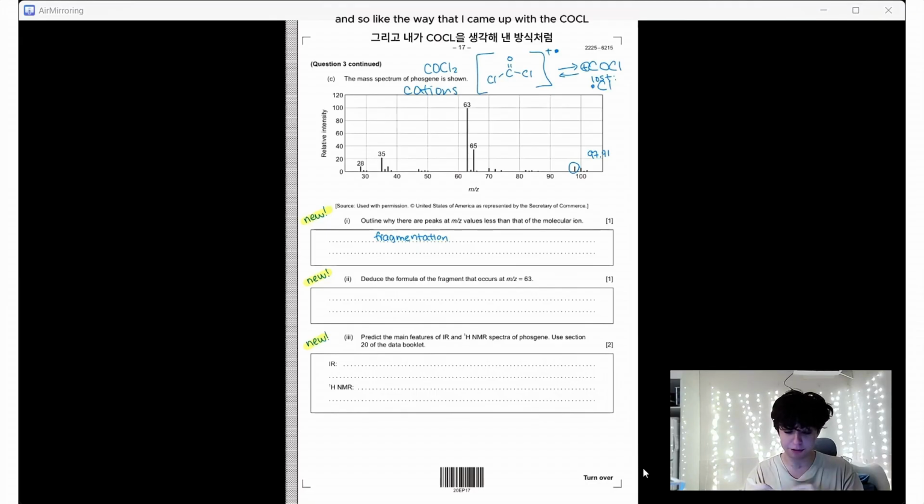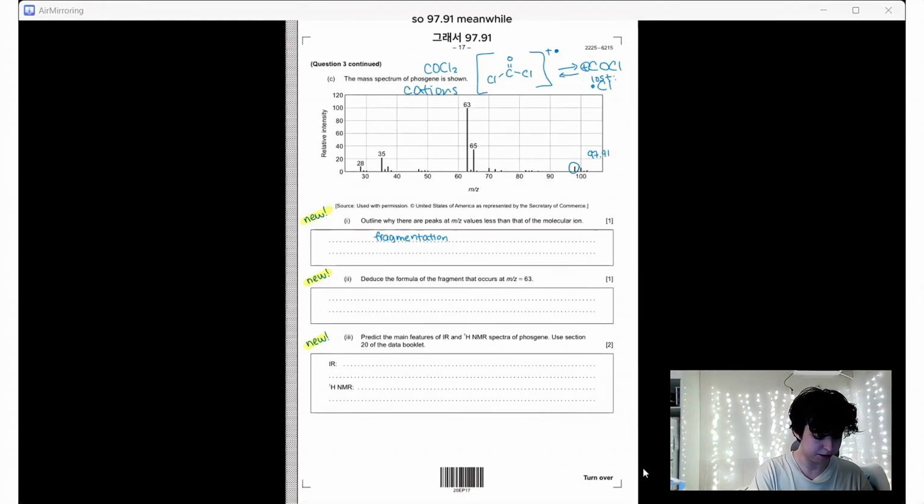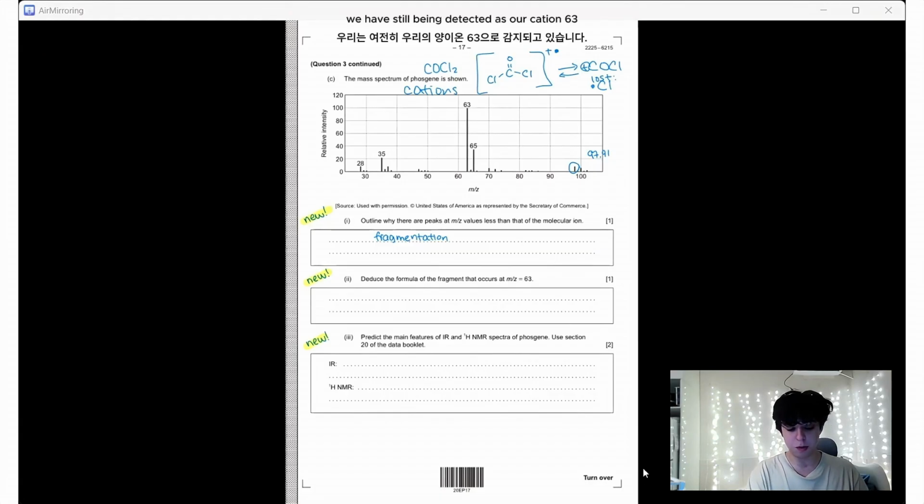Okay, and so the way that I came up with the COCl, the easy part, is by going, okay, that 97.91 is overall what we have. Meanwhile, we have still being detected as our cation 63. And so what is left over, our neutral radical, has a mass of 34.91, which is pretty dang close to chlorine, which I believe is 35.45, if I'm not mistaken. I could be a little bit off. I don't know if I have it memorized correctly, but it's somewhere around that 35. Okay.